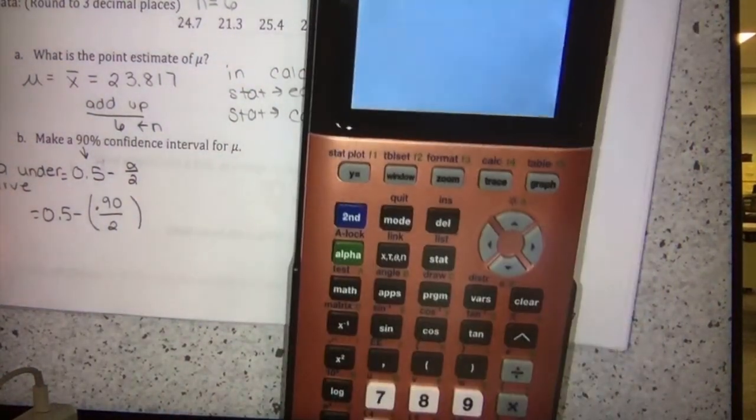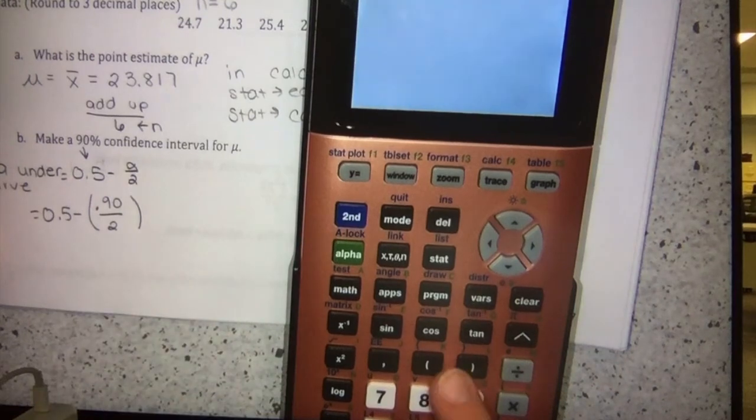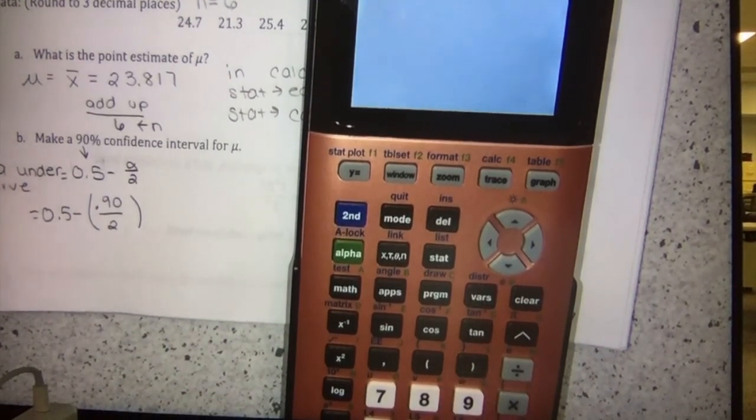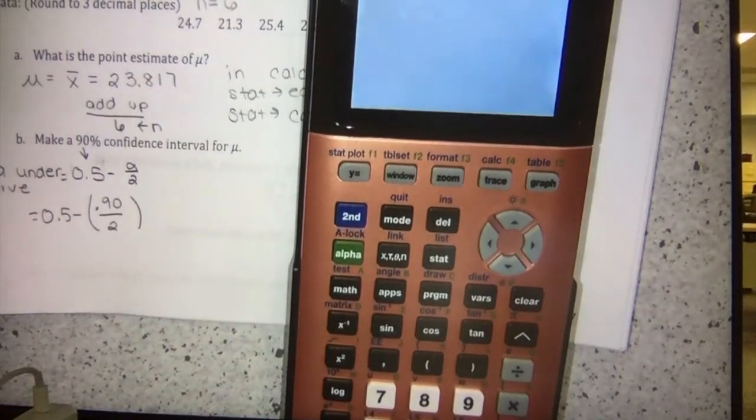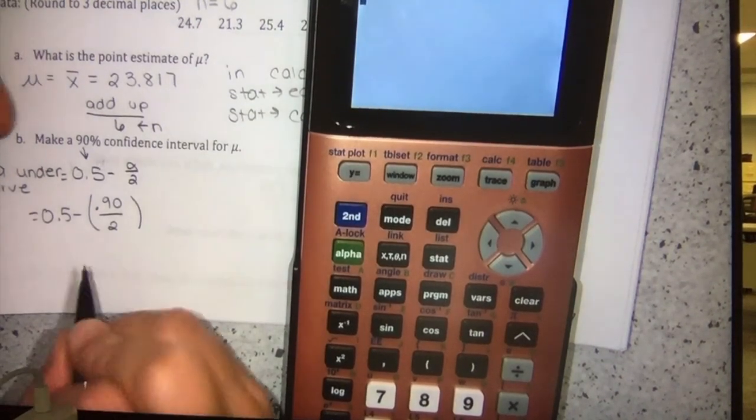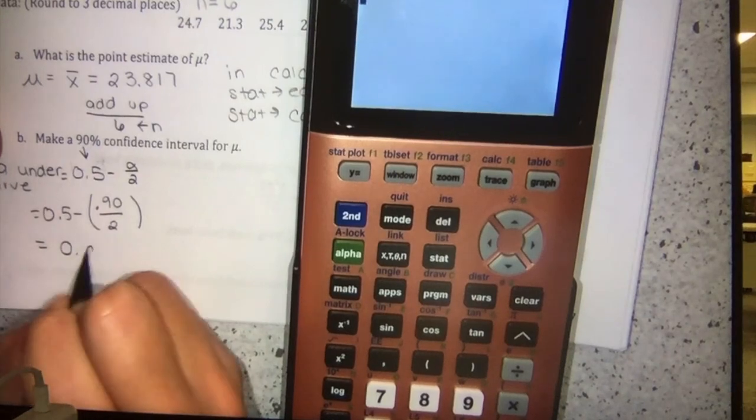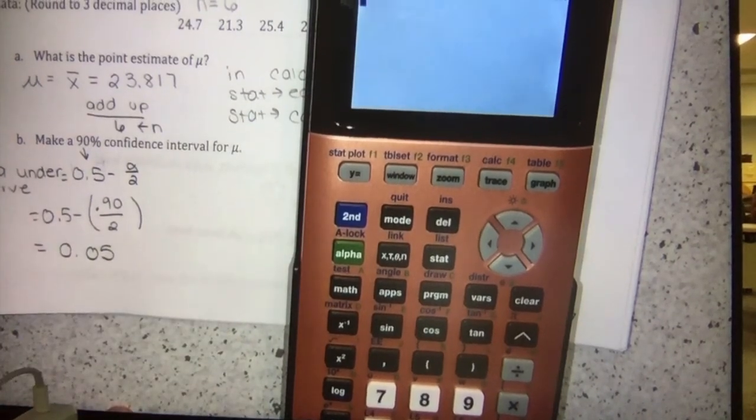So 0.5 minus, notice I put this in parentheses. Parentheses will never hurt you. So if you're unsure, go ahead and put them there. I like whenever we have a fraction, parentheses just means grouping it from something else. So I always like to put fractions in parentheses. And we get 0.5. So that's what we're going to use on our t table. 0.05.